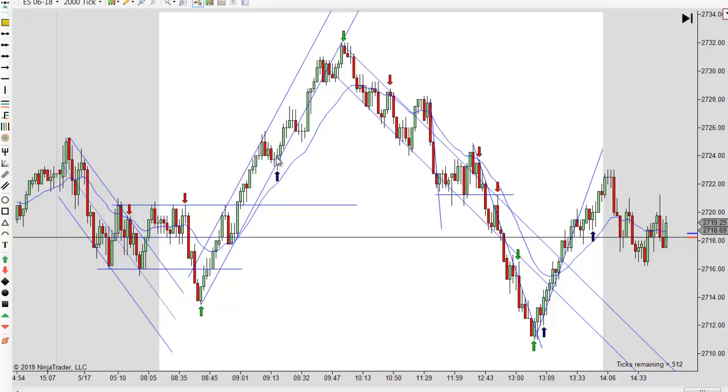and it bounces right off that EMA right there, and that's a fairly bullish bar. I like going long right there. It actually pulls back and gives you another pullback right here.